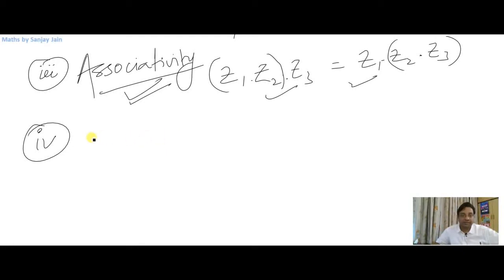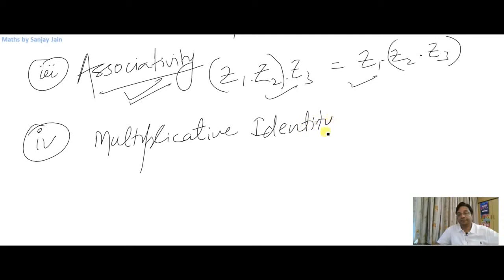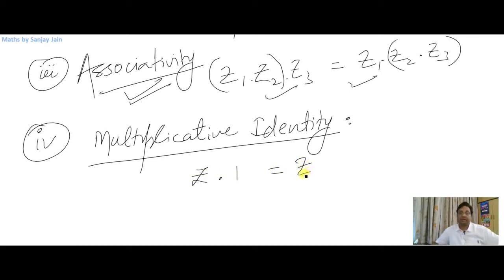Now, existence of multiplicative identity. If I multiply a complex number z with 1, it will give me z back. So this is the multiplicative identity. How do I write it in complex numbers? 1 plus 0 iota. So this is the multiplicative identity in complex numbers.